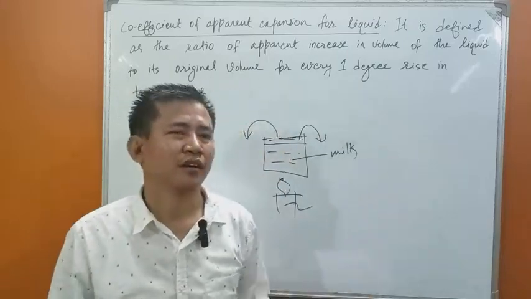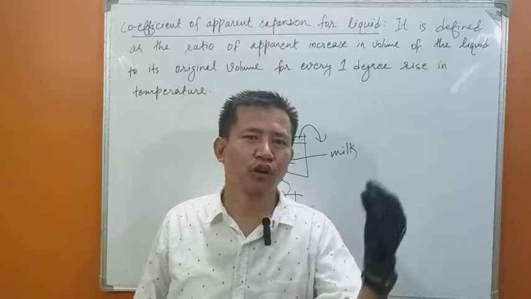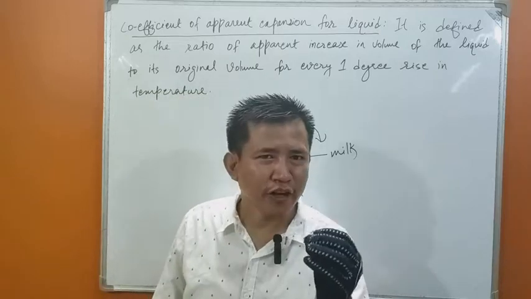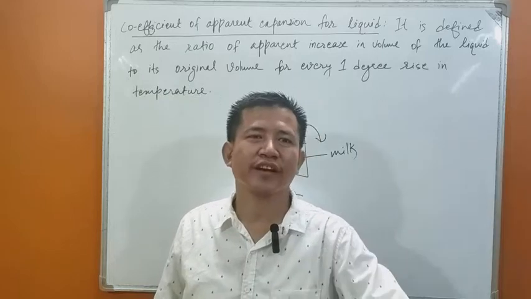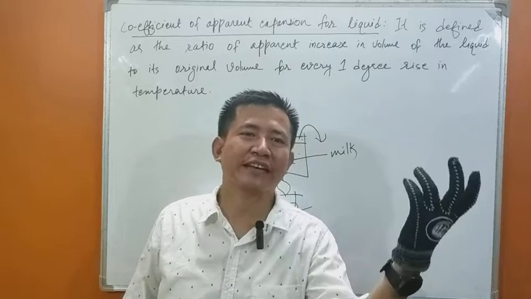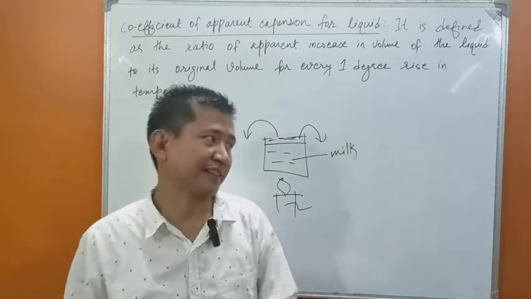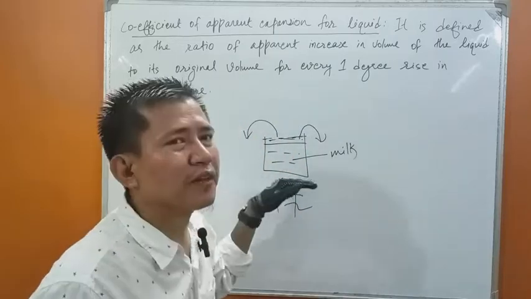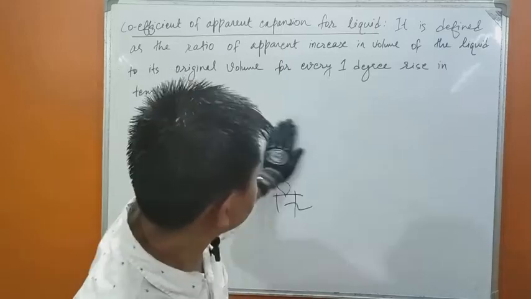From this example we came to know that the volume of the liquid increases with the increase of temperature, or when you heat liquid, the volume of liquid increases. This is called thermal expansion of liquid. I hope you got this.